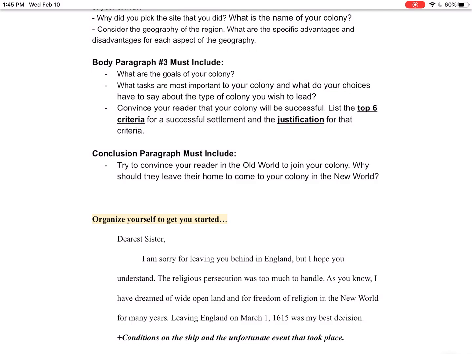Your conclusion paragraph, again, is to convince your reader in the old world to come live in the new colony. Why should they leave their colony? Why should they leave their home to join you? Be as persuasive and convincing as possible.